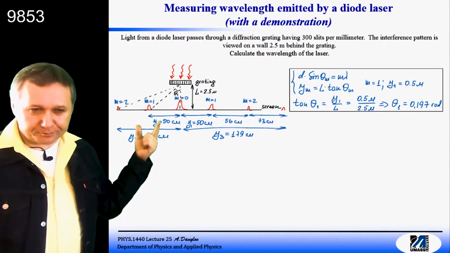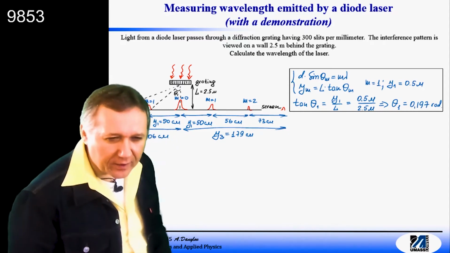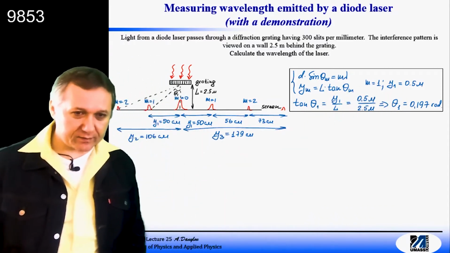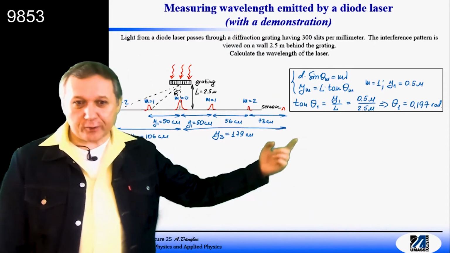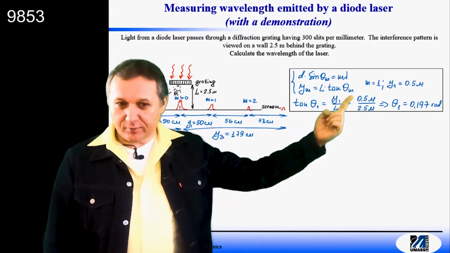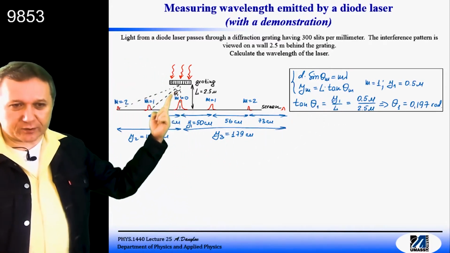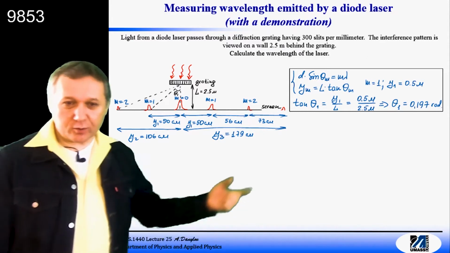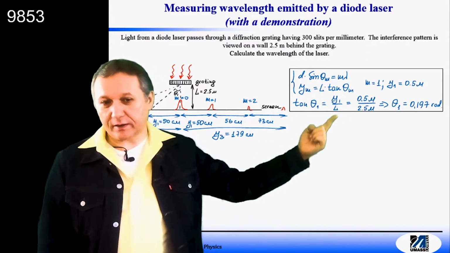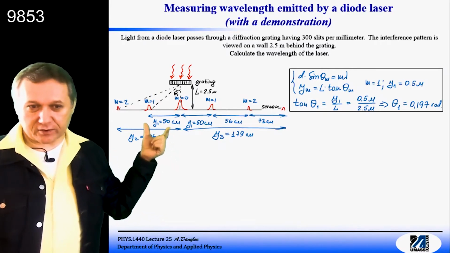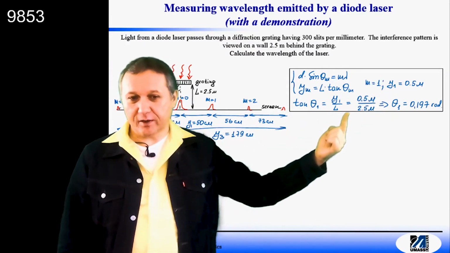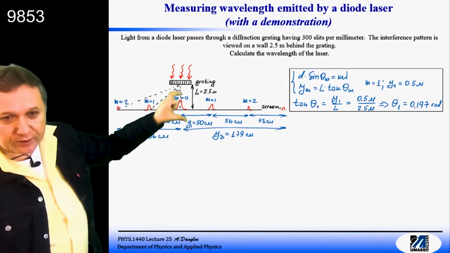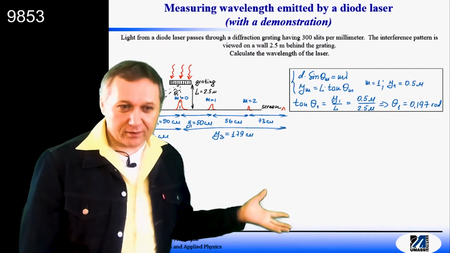So you see, y1 is 50 centimeters. So m equals 1 and y1 equals 0.5 meters. First, I can find the angle using the second formula, this angle theta 1. So tangent theta 1 will be equal to y1 divided by L. y1, I measured, is 0.5 meters. So 0.5 divided by 2.5. 2.5 is the distance from the grating to the screen. In my case, it was a wall in the lecture hall.